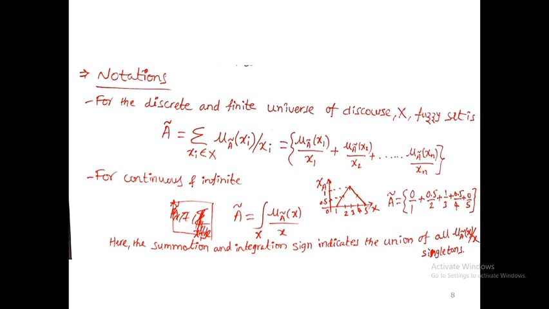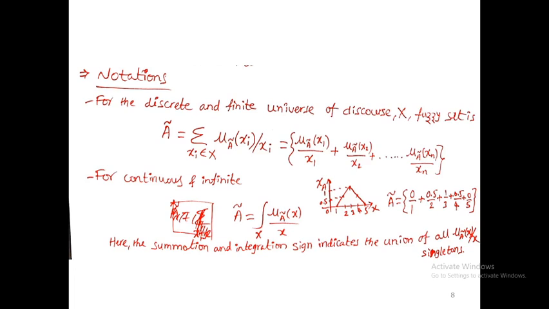If you take one example, as shown in the figure, mu A is on the y-axis and x is on the x-axis. This is a triangle form, right? At 1 on the x-axis, the value is 0. At 2, the corresponding value is 0.5. At 3 it is 1. At 4 again it is 0.5. At 5 it is again 0.